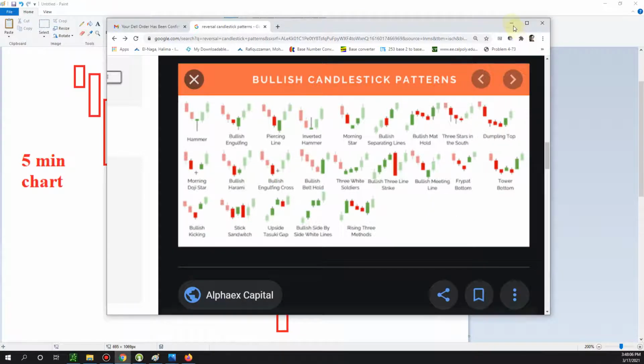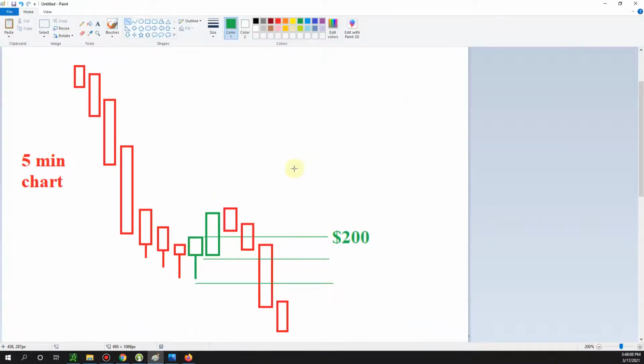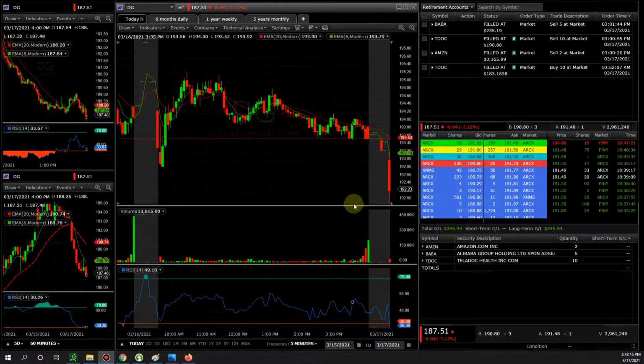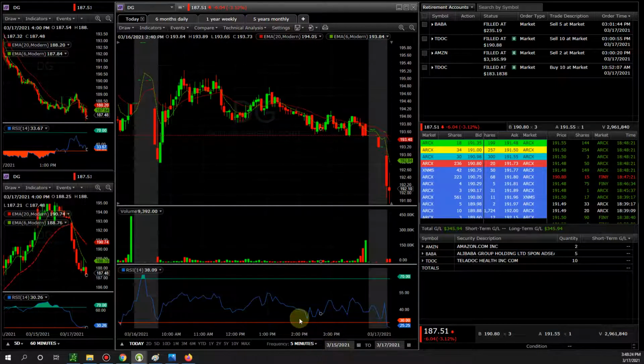What I recommend is you don't have to trade full size. Know the entry, know the exit. That's all that matters. So let's go to our example right here. For DG on today's movement, notice there's a big red candle at the open, right? These are 5-minute candles, and the stock is falling.